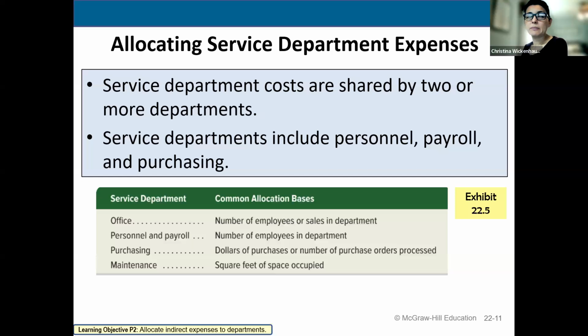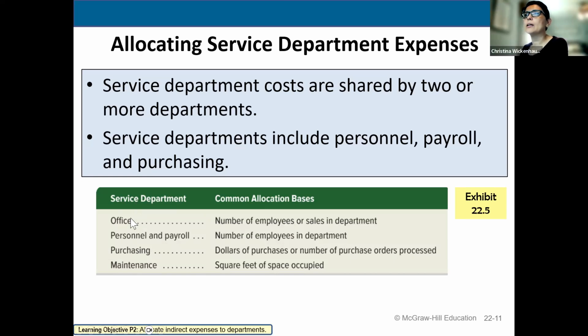Nope, I lied. It must be the slide after this. So if you have a service department, like 100% of that, because they're a cost center, not a profit center. When you have a service department, they provide service to the rest of the departments. So we have the office, payroll and personnel, purchasing, maintenance. These are all incurring expenses, but do not create a profit.